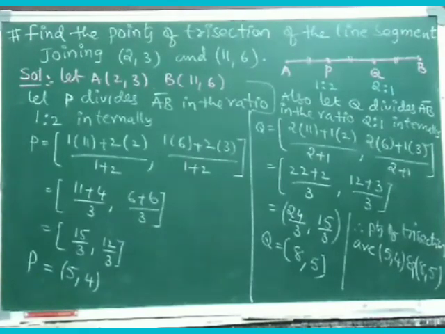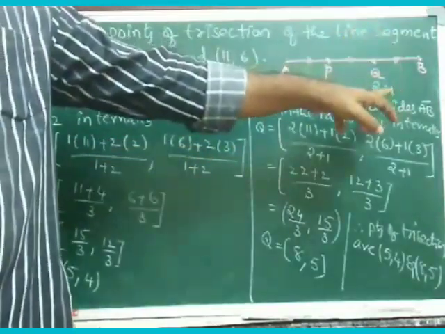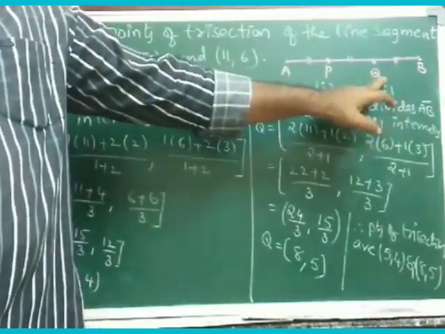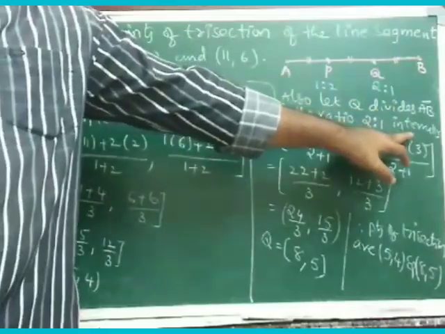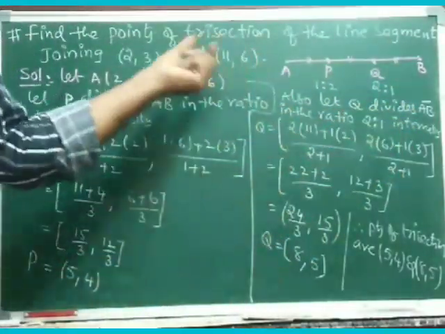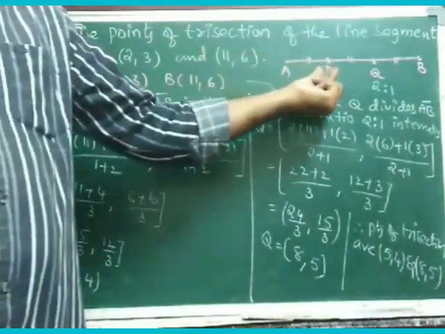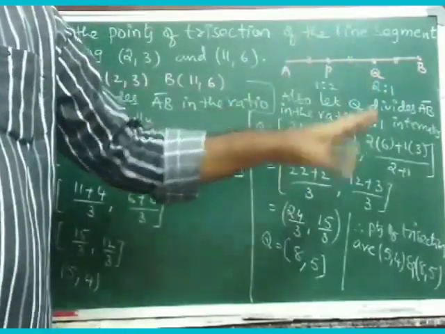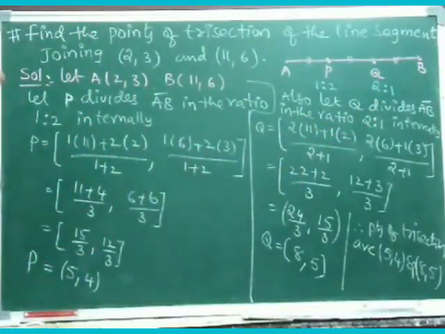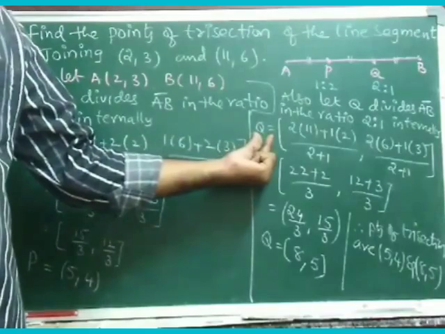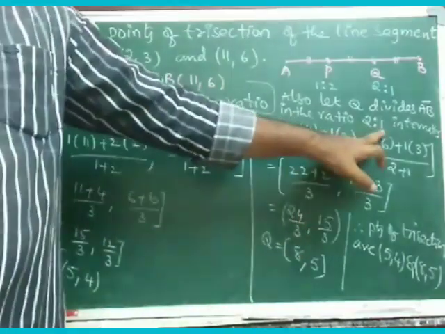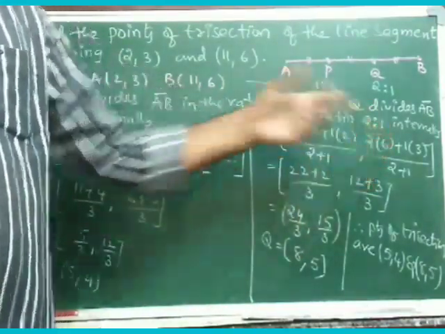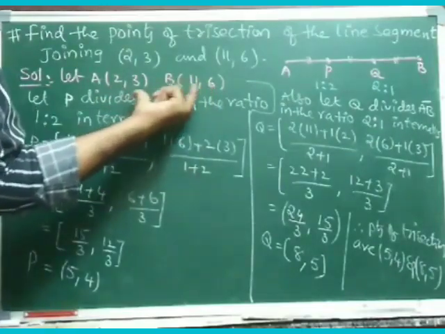Now not only P, we need to find Q also, and this time Q divides AB bar in the ratio 2:1. Even Q divides internally. So please remember, my dear, in case of points of trisection, both P and Q divide internally, but the only thing is the ratio is different. P may be 1:2 and Q may be 2:1. Now once again you can apply the section formula. This time m:n is nothing but 2:1, but x1, y1 and x2, y2 remain the same.